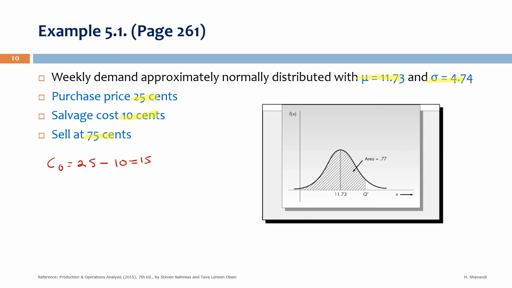Yeah, here we have about 25 cents, but we are selling them at 10 cents, so we are losing 15 cents per unit, right? That's this overage cost. For the underage cost, CU, as you see here, we are purchasing the goods per unit at 25 cents and we're selling them at 75 cents.